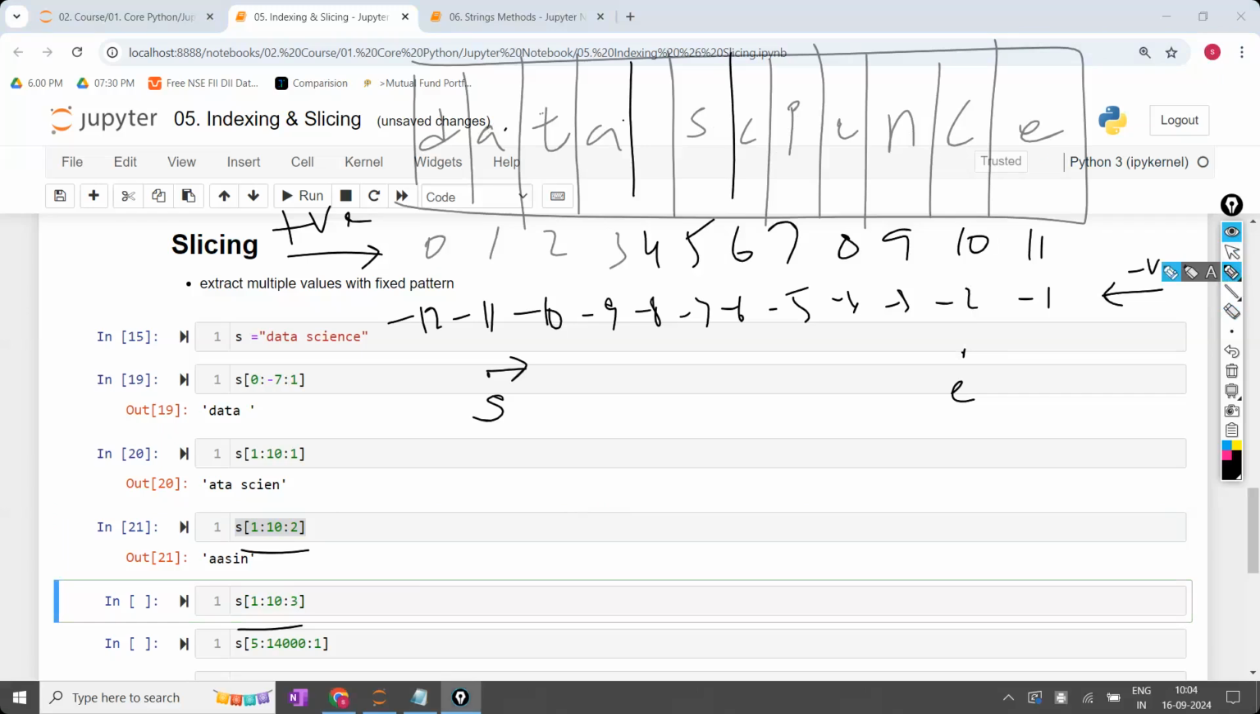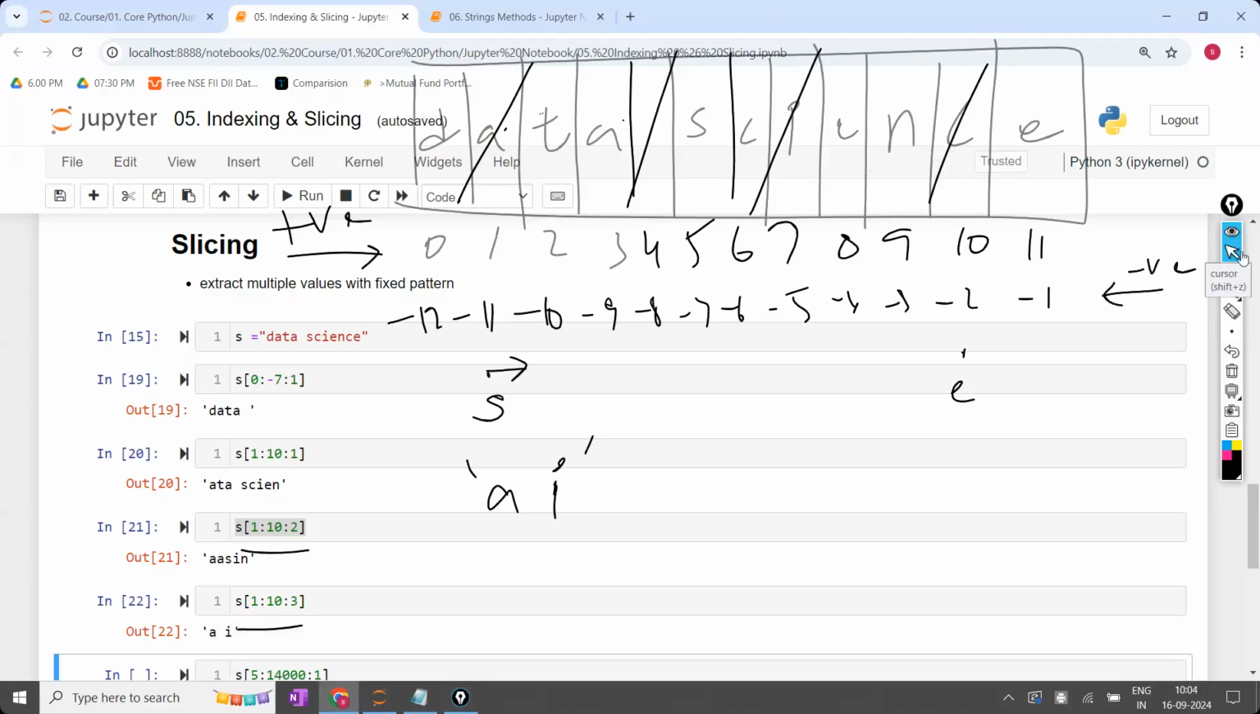Now, increment of 3. First one is A. From A you have to give a gap, that is a space. After that, again 2, you have to gap, I. A space I. And followed by again 2 gaps and C. Whether C will be included? No. So what is it? A space I. That is the answer.